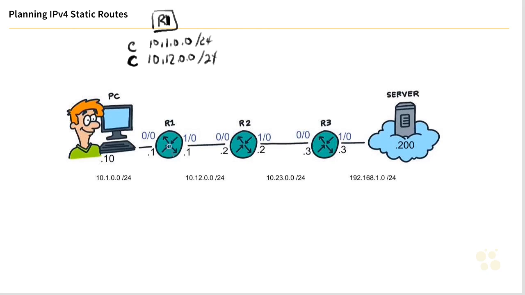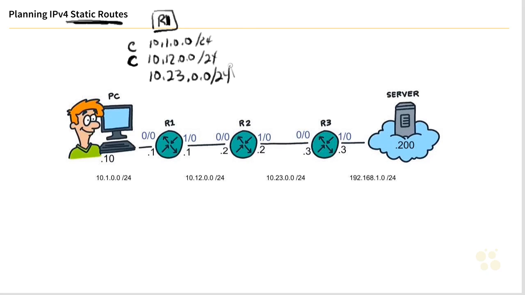So if we want to have R1 know how to get there, let's add those with a static route. Now this is the planning stage, and then we'll implement it in the next video. So as far as planning goes, if we want R1 to know how to forward a packet to 10.23.0, we'll add that, 10.23.0.